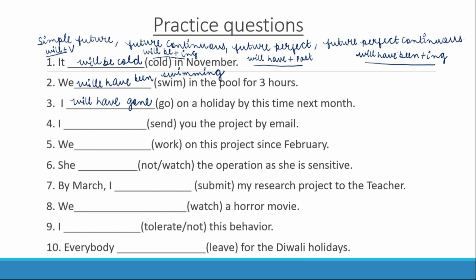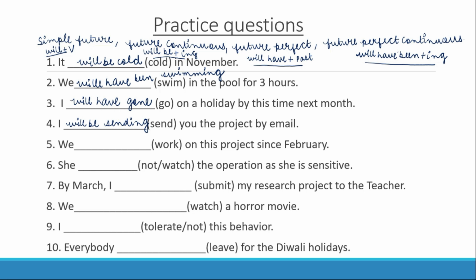Next, fourth one. I dash you the project by email. Okay, so I will be sending. It's an action, no? Send is an action. So I will be sending you the project by email. I haven't done, but my future में वो action करूँगी. So I will be sending you the project by email. It's a future action.